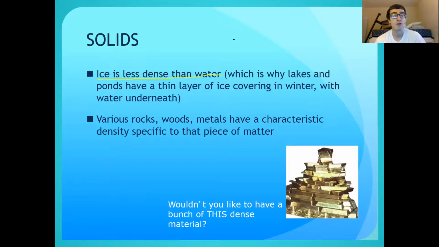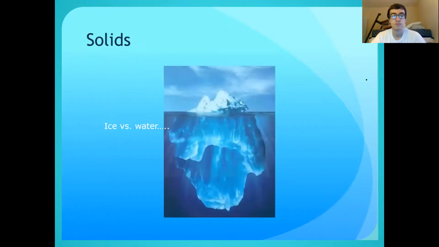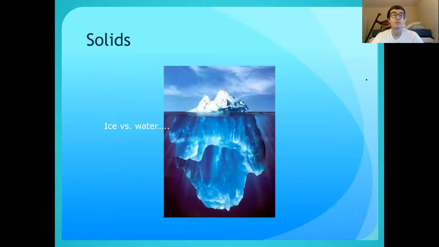So solids have all sorts of different densities specific to whatever that solid is. So that's also the reason why icebergs float, is because ice has a lower density and water that's liquid actually has a greater density.